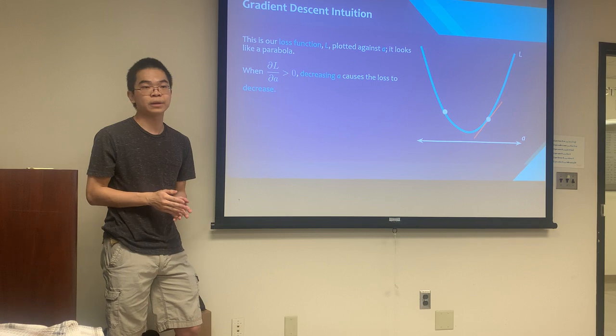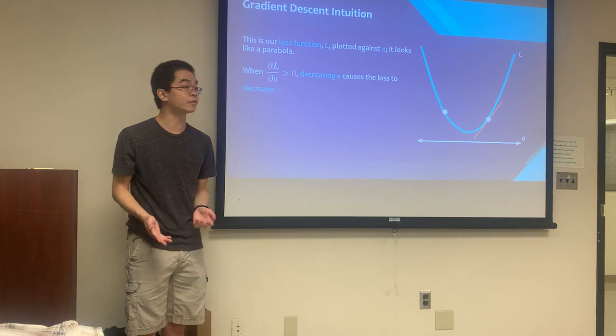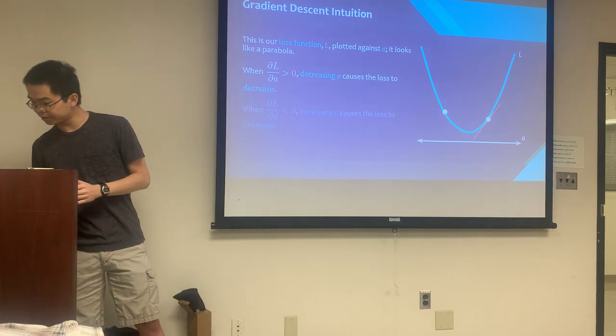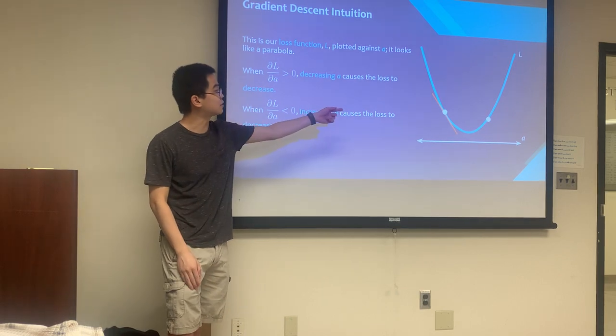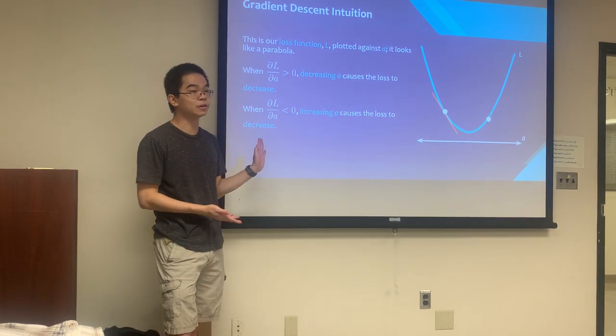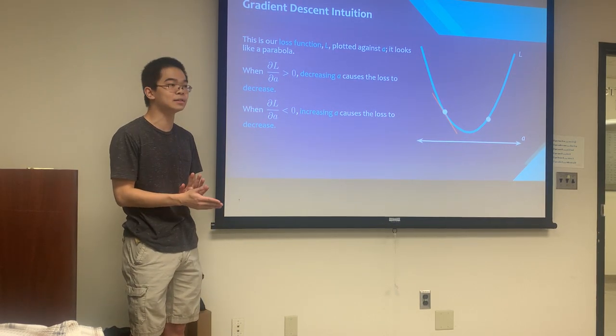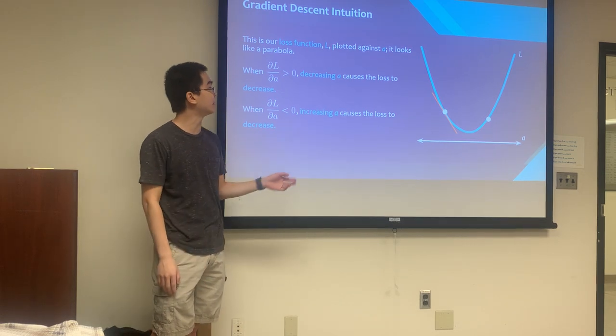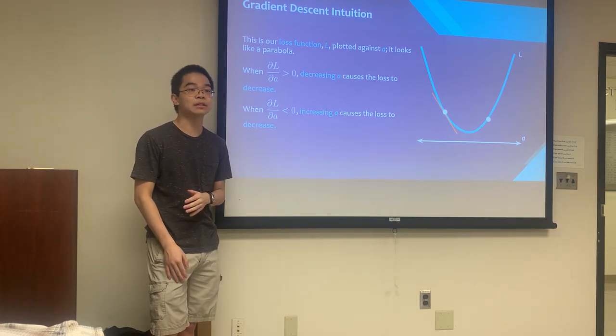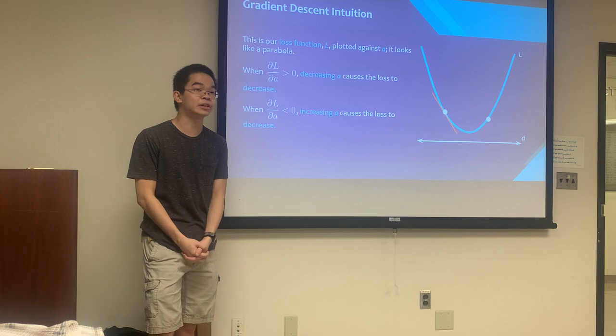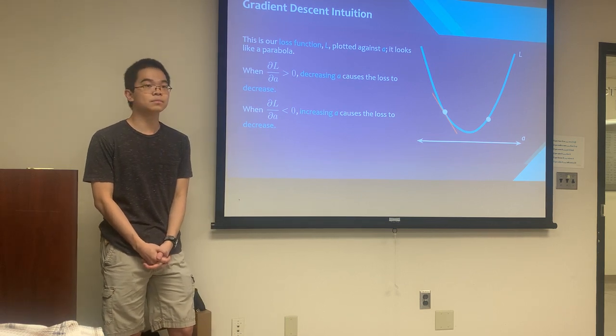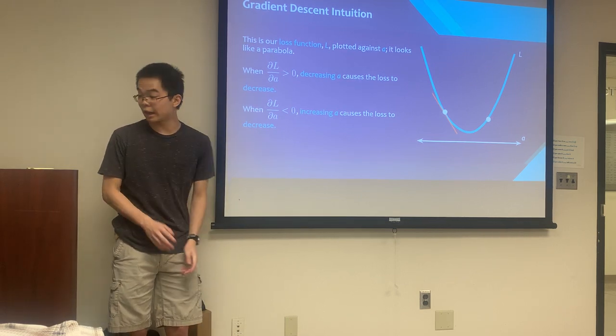This logic is pretty much fundamental behind the idea of gradient descent. Similarly, the same case exists on the left side of the parabola. When the slope is negative, if you were to increase a, you would cause the loss to decrease. Any questions here? This is the main theme of gradient descent.